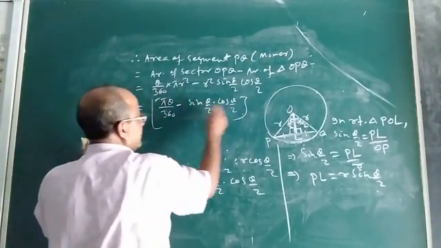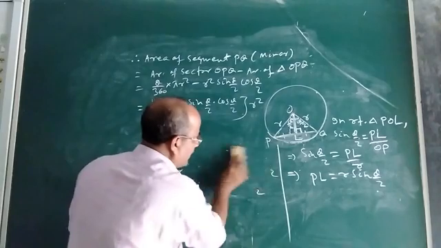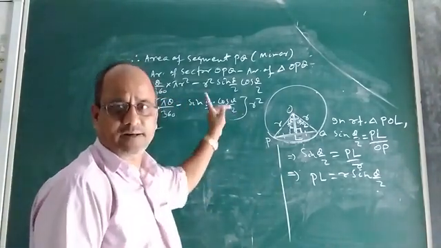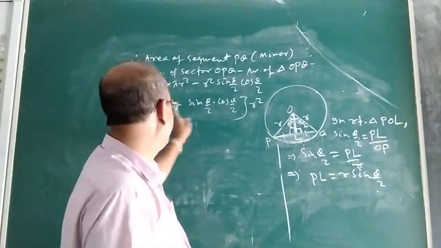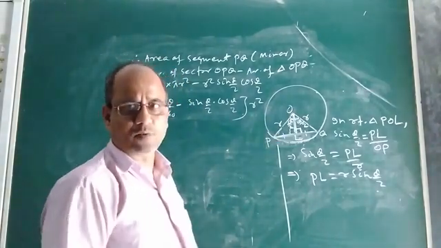This is a very big expression in terms of r square. You see, this will be the formula. See children, this will be the formula to find the area of a minor segment of a circle: area of sector minus area of triangle. So this is the formula.